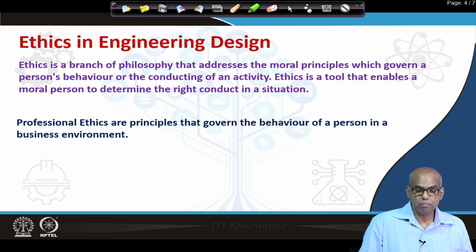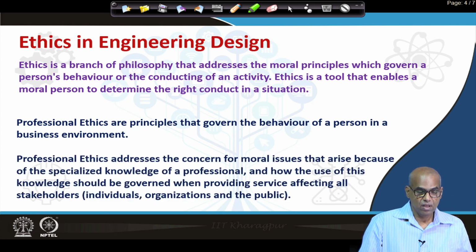Professional ethics are principles that govern the behavior of a person or a group of persons in a business environment. Professional ethics addresses the concern for moral issues that arise because of the specialized knowledge of a professional and how the use of this knowledge should be governed when providing service affecting all stakeholders such as individuals, organizations and the public in general.